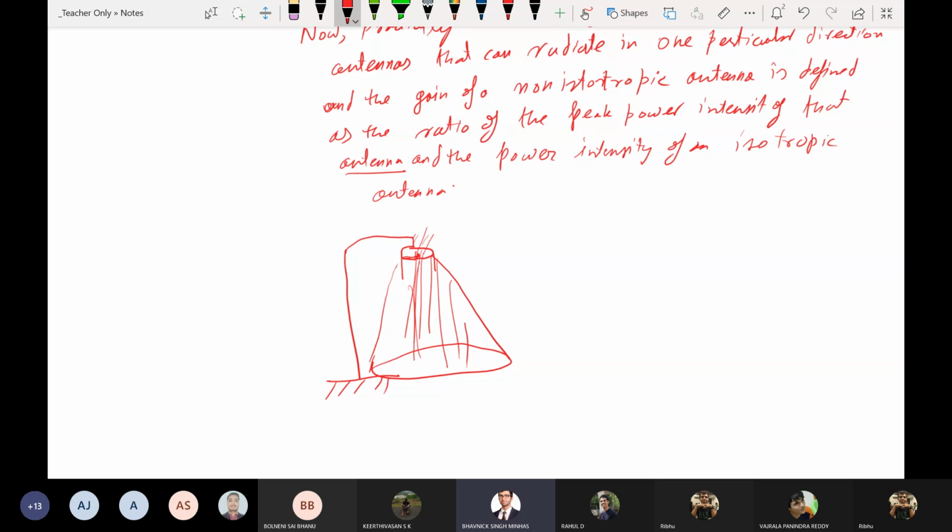Agreed? So basically what you are doing here is that whatever light would have gone up here, via this reflector, you are focusing all of that into this region. Or the street lamp is forming a beam downwards. Right? This makes sense?